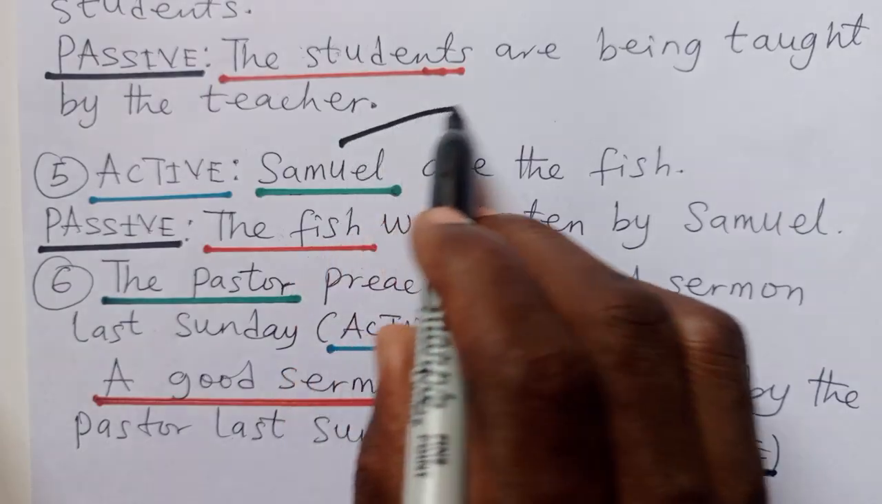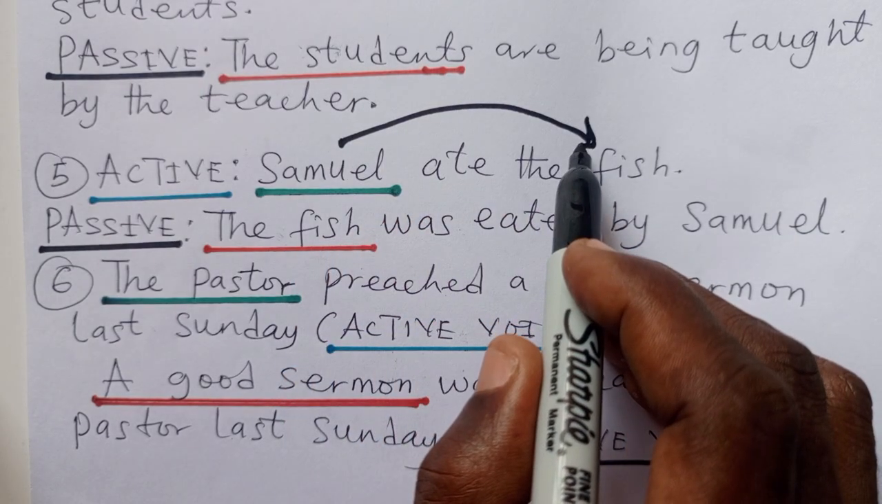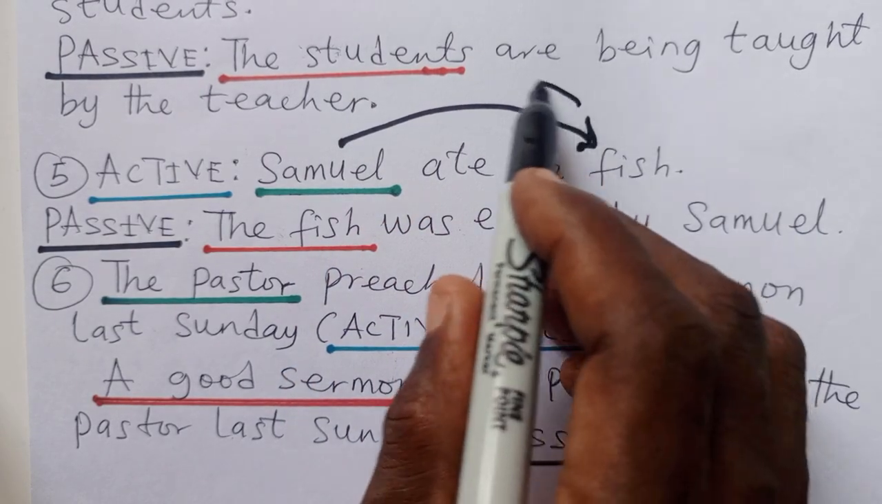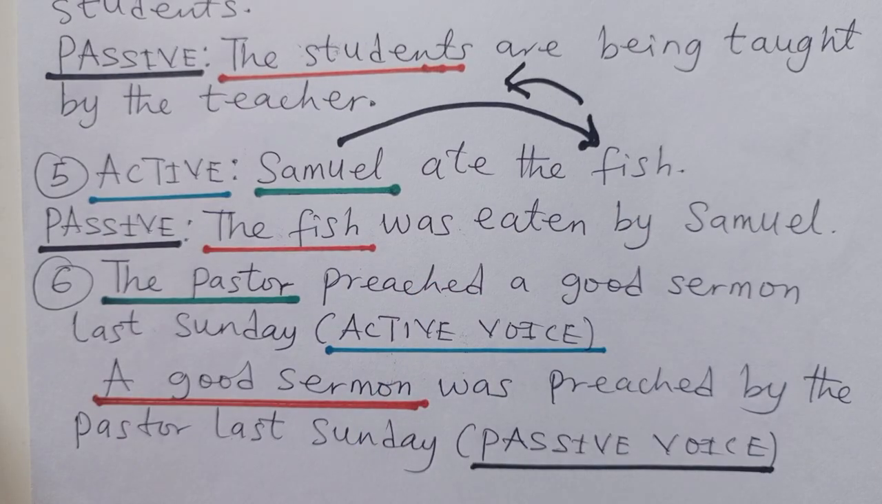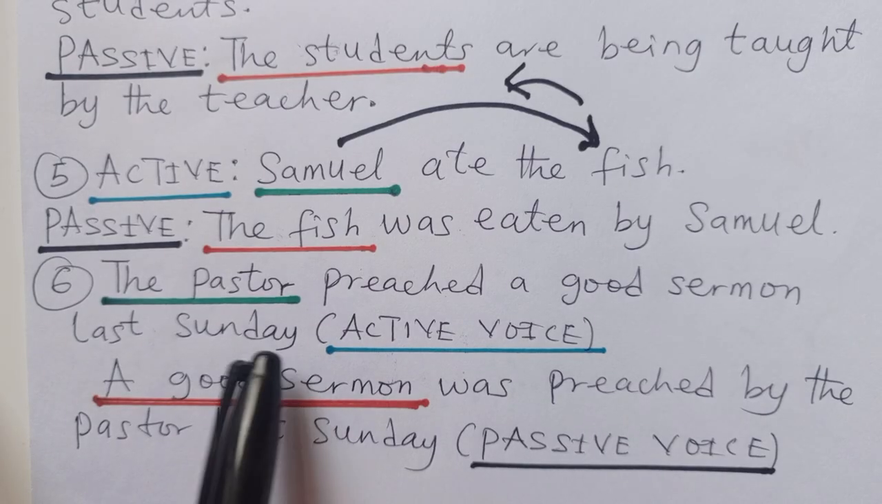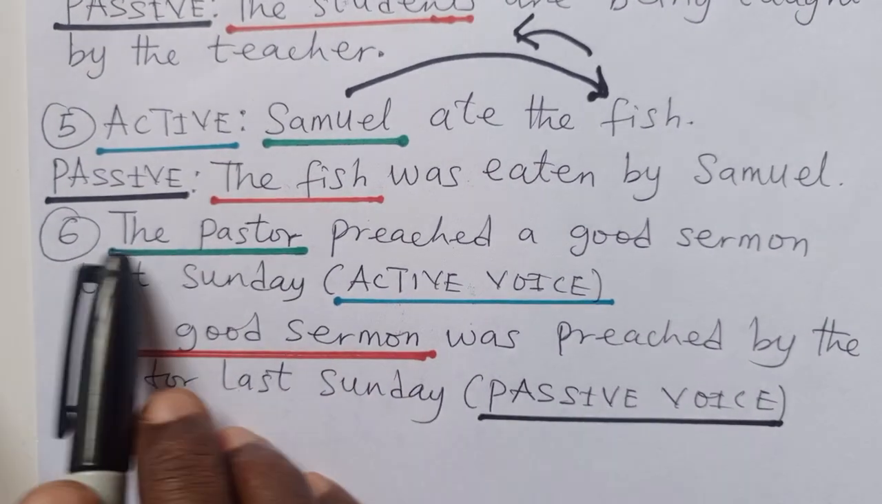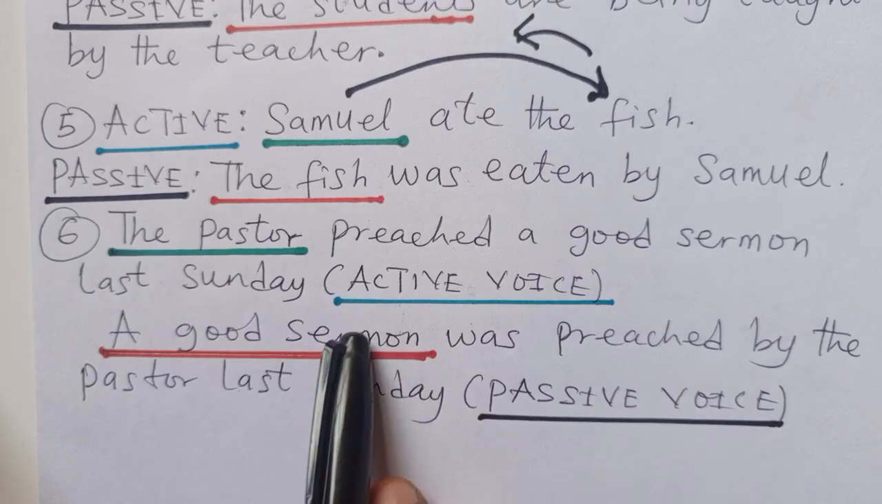From the left to the right. That's active voice. While passive voice is moving from the right back to the left. That is how to solve it. Okay? How to write it.